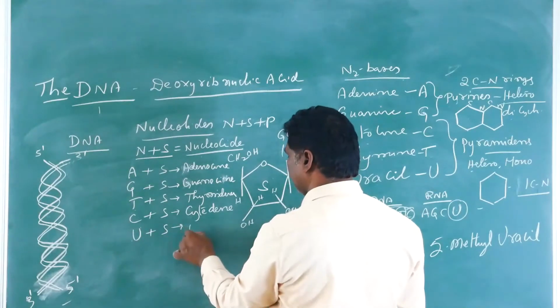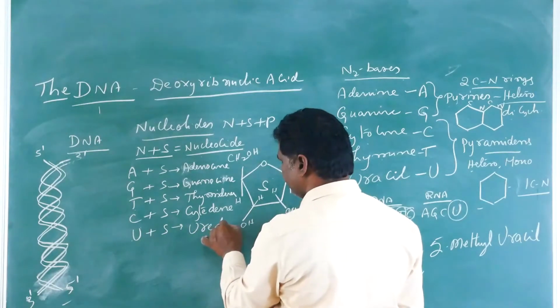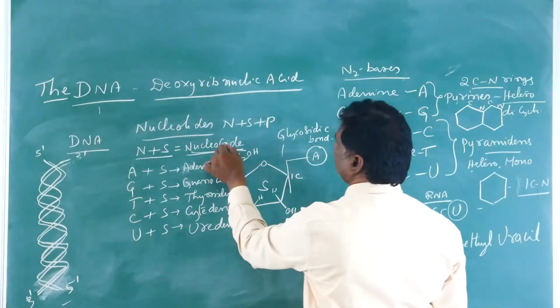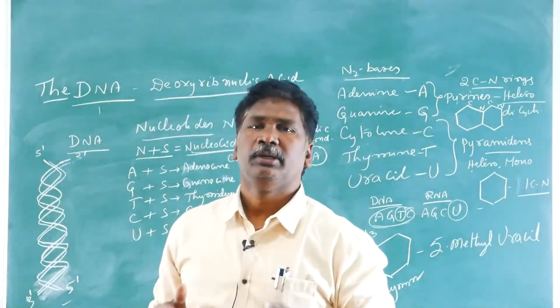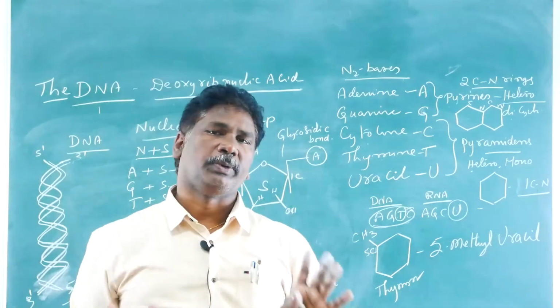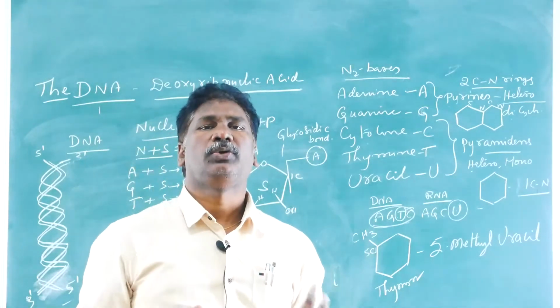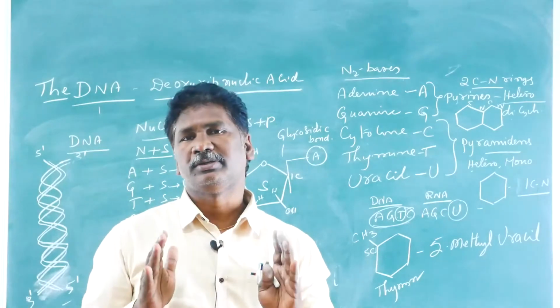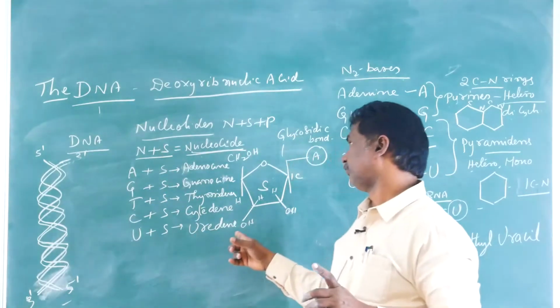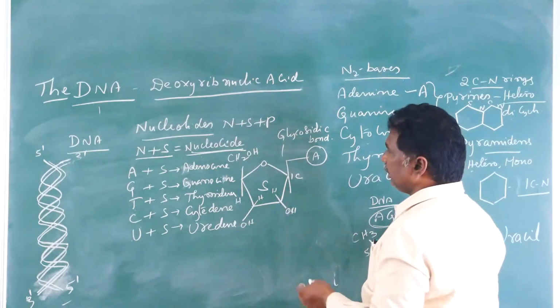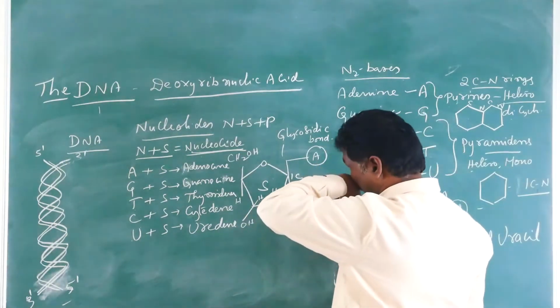Uracil plus sugar gives uridine. So all of these are nucleosides. Remember that the nitrogen base is attached to the first carbon atom of the sugar to form a nucleoside. So 5 types of nucleosides are formed. Then after that, a phosphate is attached.